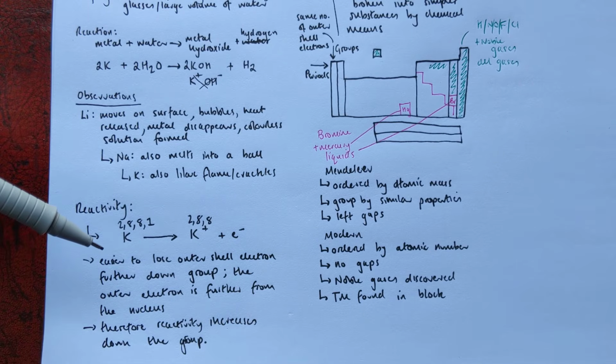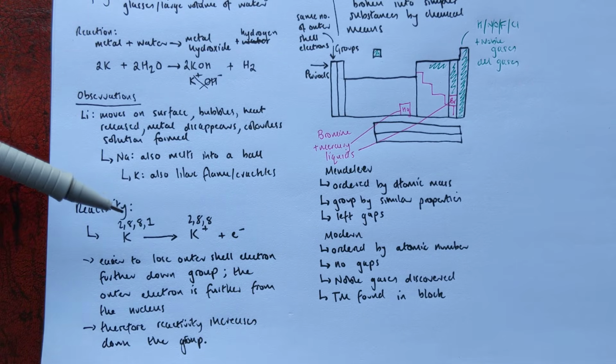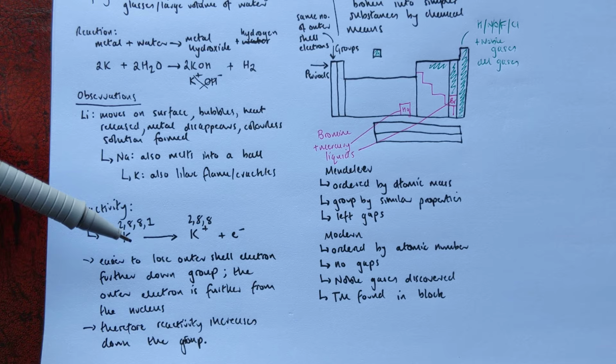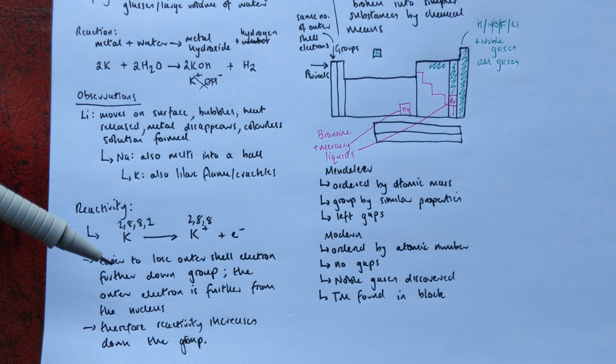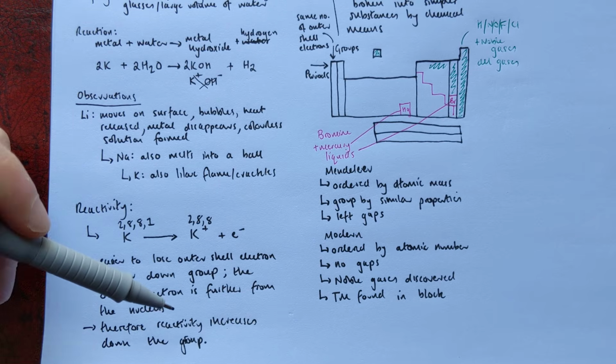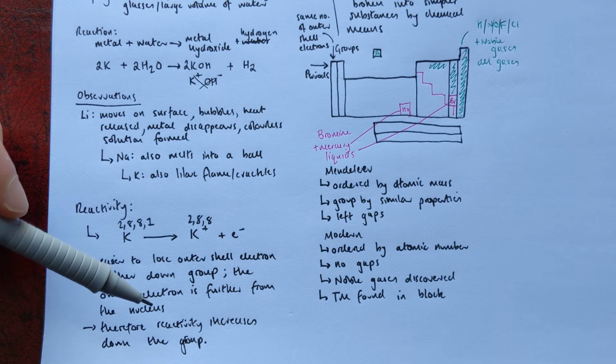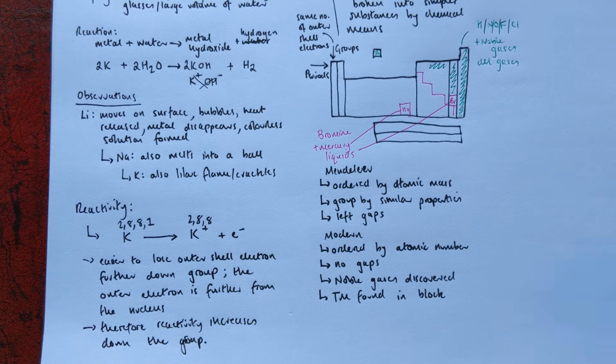The reason is that the elements are getting bigger, there's more shells, therefore the outer electron, this one I have in the outer shell, is getting further and further away from the middle of the nucleus. It means it's less attracted to the nucleus, therefore easier to lose, and therefore the reactivity will increase as you go further and further down the group.